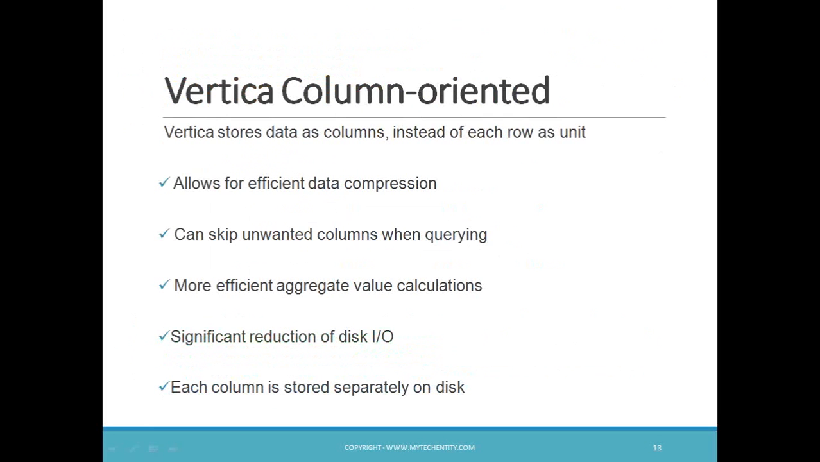Okay, so now we'll discuss certain Vertica features like column orientation, high availability, and a few other things. Vertica is column oriented, which allows for efficient data compression. We can skip unwanted columns when querying. It gives more efficient aggregate value calculations, a significant reduction of I/O, and each column is stored separately on disk. One more thing I want to tell you is what the different use cases of Vertica are currently.